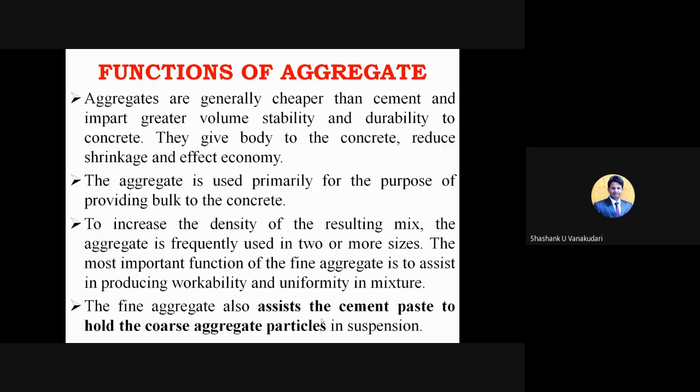Okay. So aggregates basically consume the maximum volume of the concrete, right? As we all know, concrete consists of the ingredients cement, sand, coarse aggregate, and then water, right? Apart from the cement, sand as well as the coarse aggregate are considered as the aggregates. These aggregates are cheaper than the cement, and they impart greater volume, stability, and durability to the concrete.